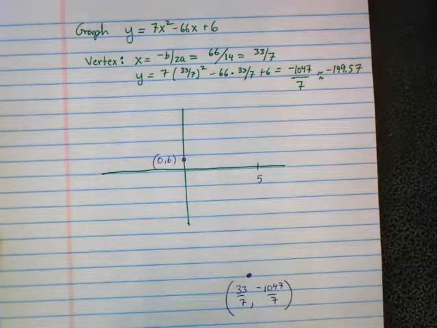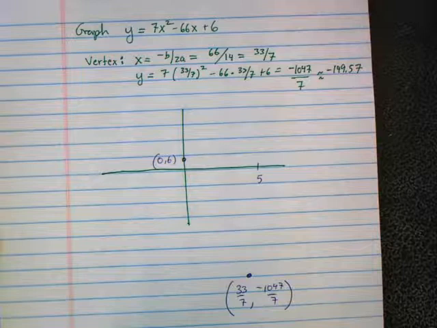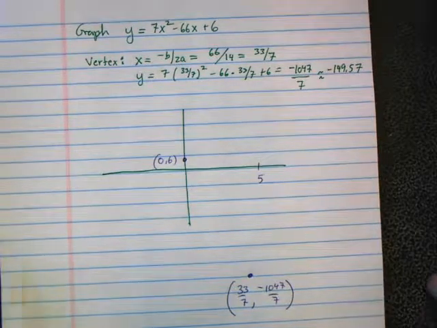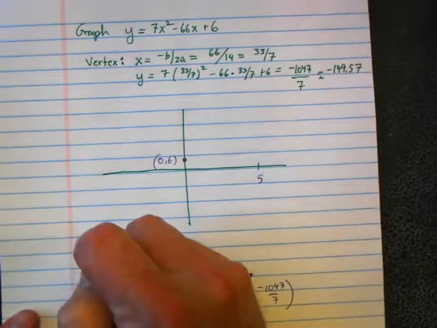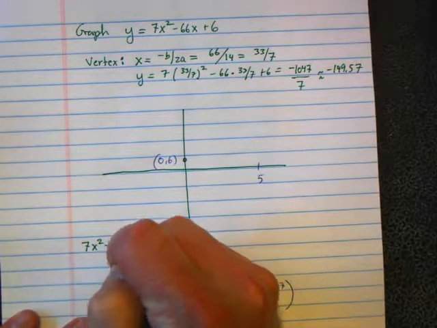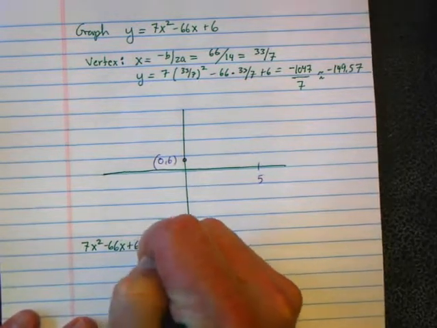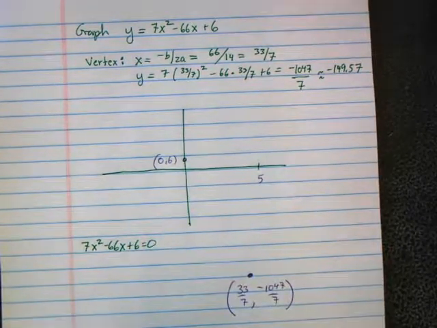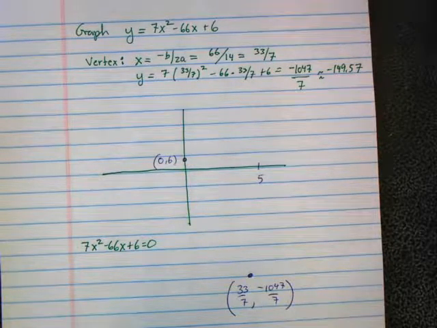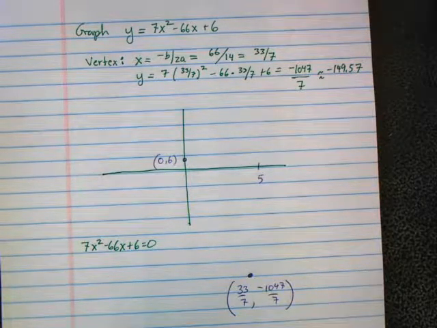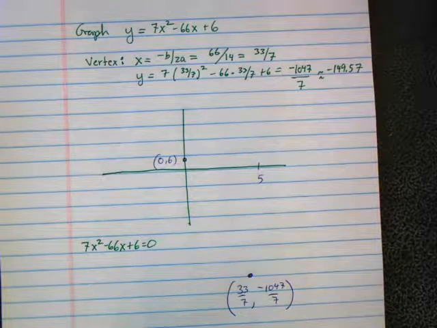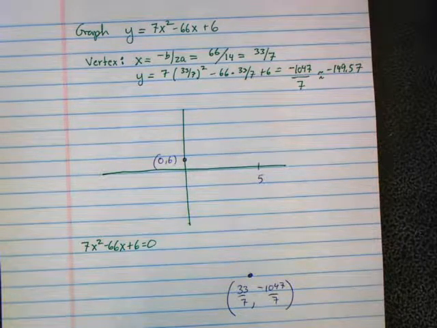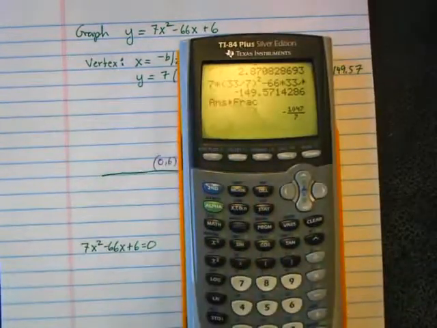What about my x-intercepts? All right, so to find the x-intercepts, we need to take 7x squared minus 66x plus 6 equals 0 and solve that equation. And again, I think the only good way to solve that equation is to use the quadratic formula. So I would use that quadratic formula. In the interest of time, I'm going to cheat.